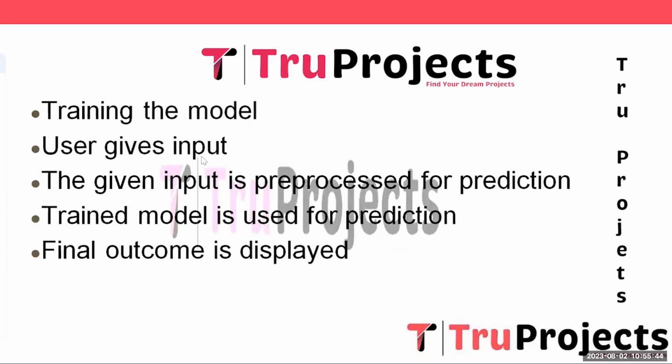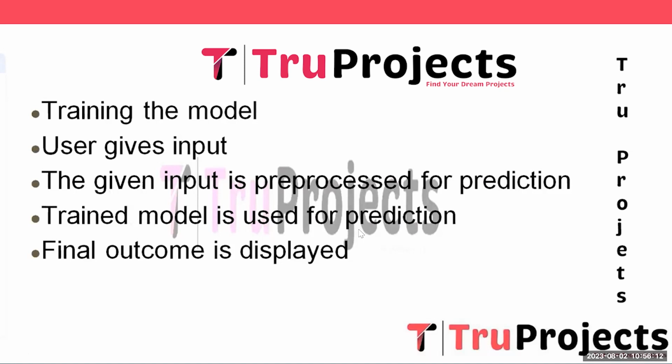The next step is the user gives the input. Create a web application using Flask, a Python web framework, to allow users to input an image for fire detection. The next step is the given input is pre-processed for prediction. Pre-process the user-provided input image to match the format used during model training, including image scaling and normalization.